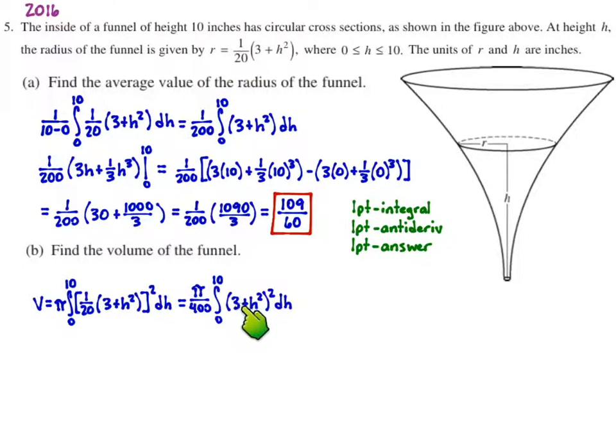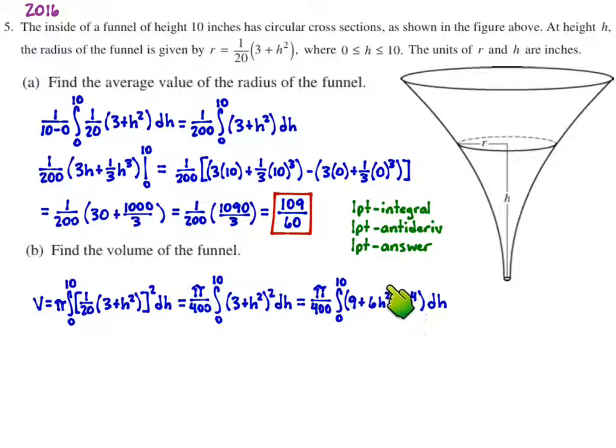is the other part of that. Now, remember, we can't just square both of these because there's a sum inside of it. So you can't say 3 squared and then h squared squared. You can't do that. But what you would do is maybe distribute all of that out. So if I multiply 3 plus h squared times 3 plus h squared, I'm going to end up with 9 plus 6h squared plus h to the fourth.